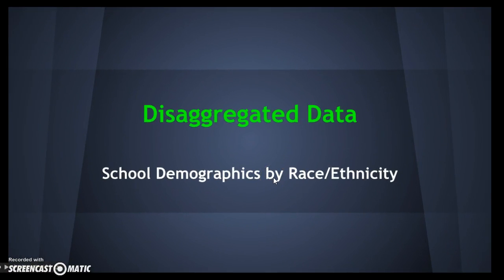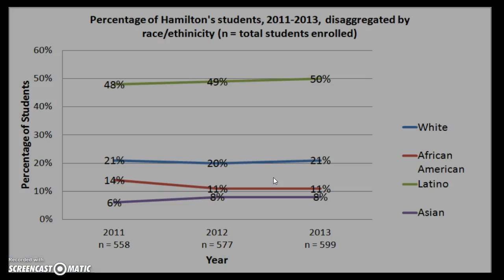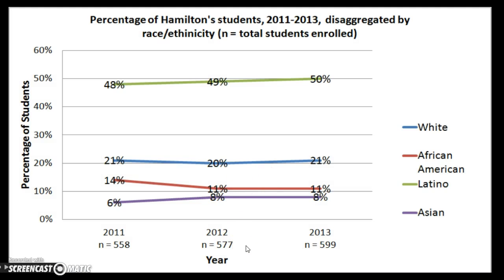Now let's take a deeper look at our data and use disaggregated data, and we'll start by looking at groups by race and ethnicity. Overall, these are the percentages of students by subgroups over the 3 years in our school. So in Hamilton, in 2011, 558 students were enrolled to our school. 48% of them were Latino, 21% white, 14% African American, and 6% Asian.